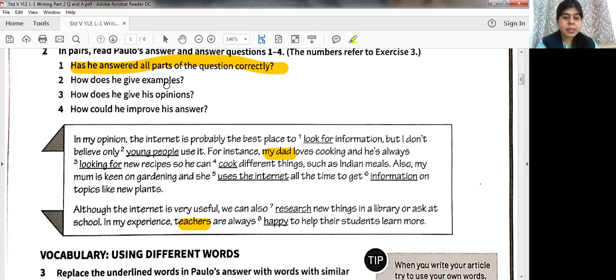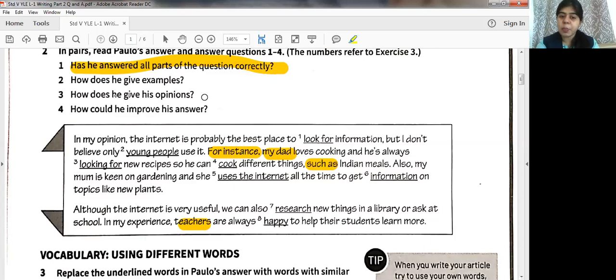How does he give examples? He gives examples like, see, for instance, it means for example, or such as. So, how is he giving examples? He is mentioning, for instance, or for example, or such as. So, these are all the words which replace the word like, giving examples.